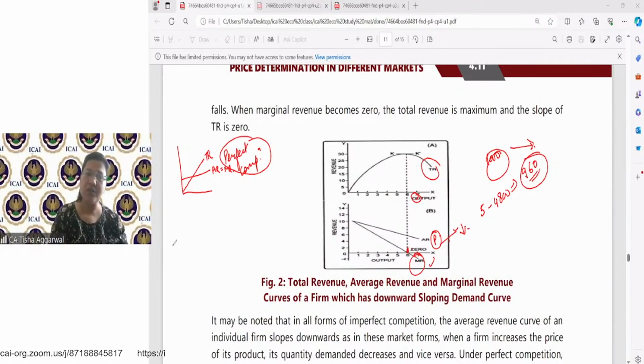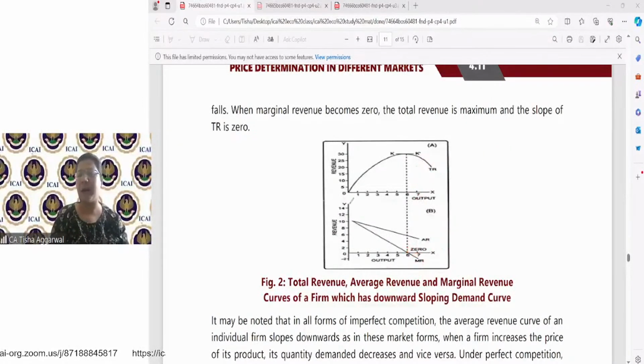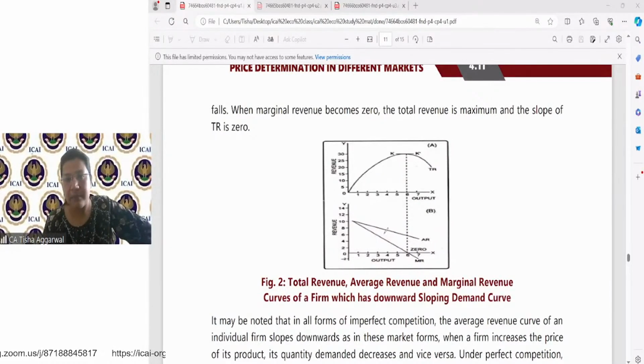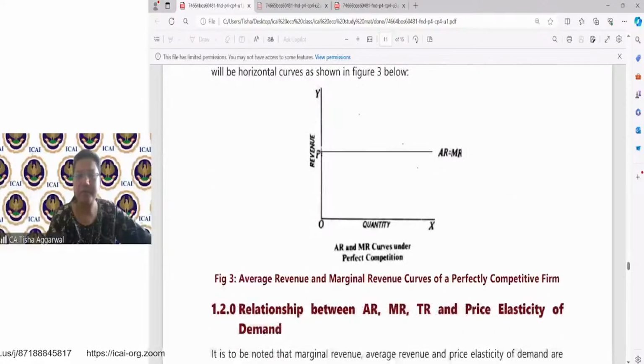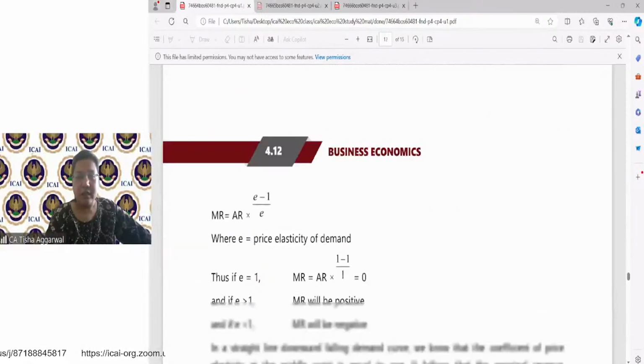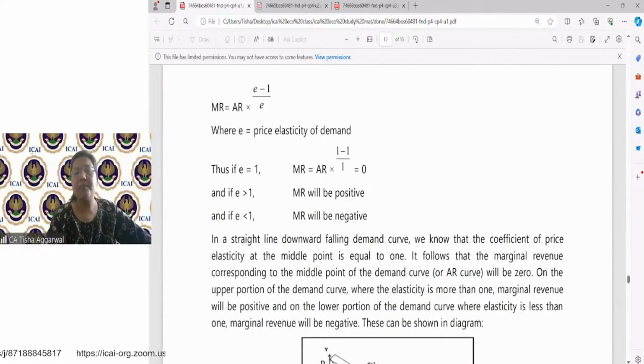So in the imperfect market, the diagram comes out to be this. The TR starts increasing, reaches maximum, starts falling. AR and MR both are declining. That means the price is also declining, and the additional revenue is also declining. I hope this is clear to everybody. The whole concept of TR, AR, and MR is clear to everybody. Now comes the relationship between MR, AR, and elasticity. Clear to everybody? Okay, perfect.